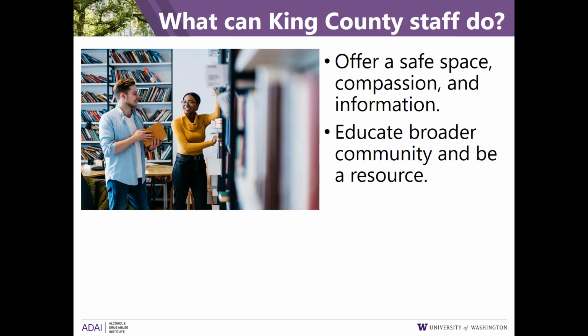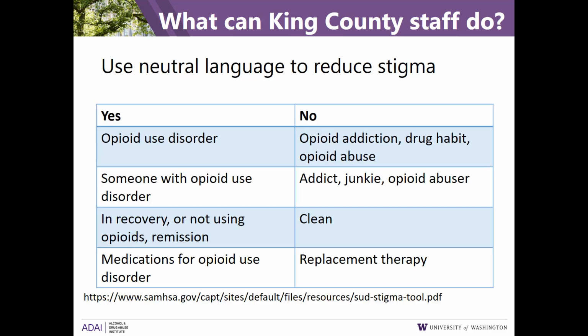You can also provide resources and education for the broader community on this topic. You can also use neutral, non-judgmental language. I say opioid use disorder rather than addiction because it's more medical and less loaded than addict. I also don't say drug habit because that minimizes the condition, and opioid abuse ignores the fact that people are using because it's a medical condition. I also try to avoid addict, junkie, or abuser and say someone with OUD.